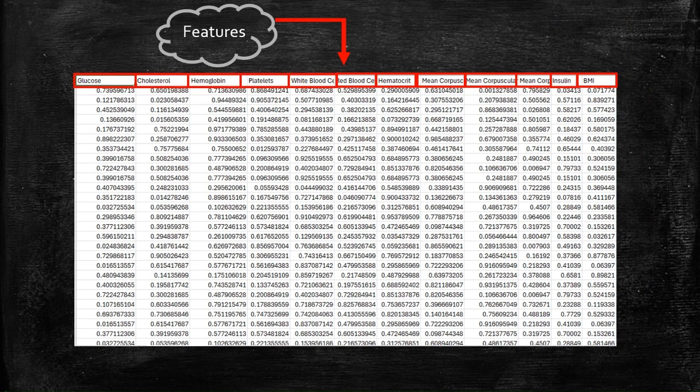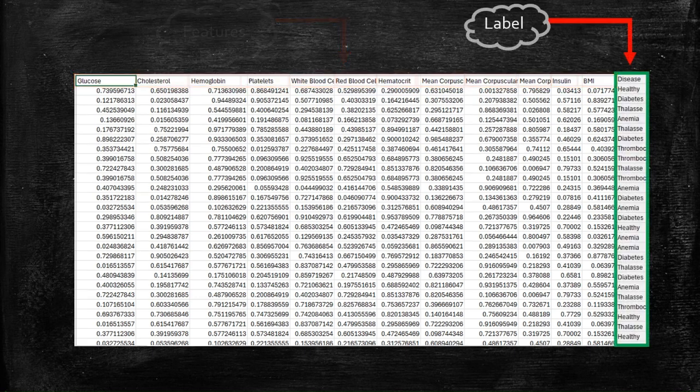These columns are known as the features, and these features can be used in order to predict what is known as the label, which is the disease.